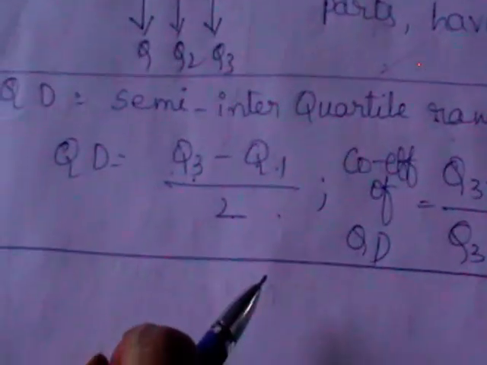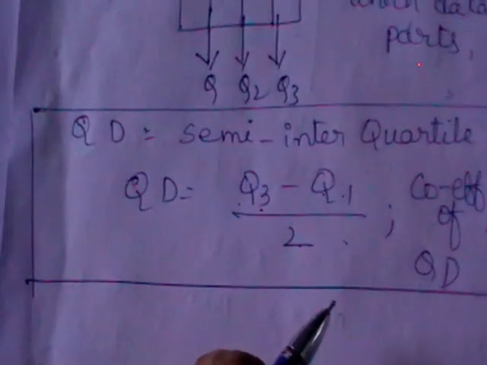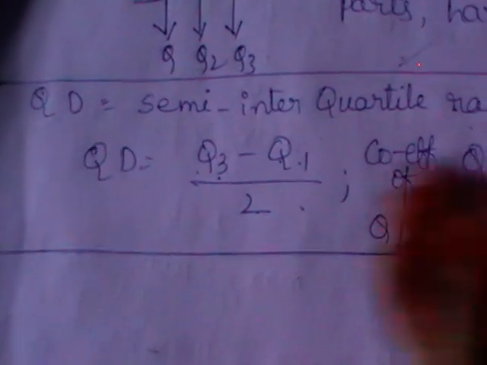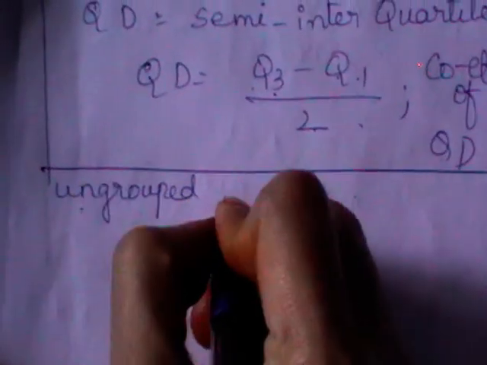You will have calculations for ungrouped data, discrete data and continuous data. Now we are going to do the same for ungrouped data, discrete data and continuous data. So let us go to ungrouped data first.